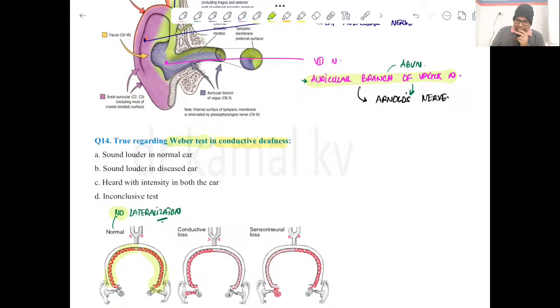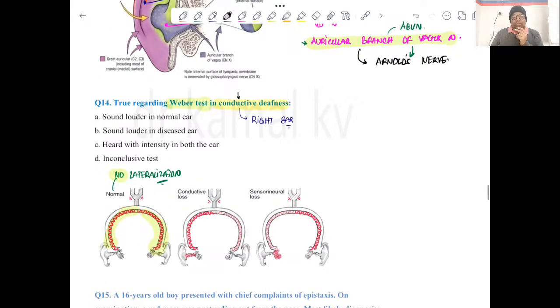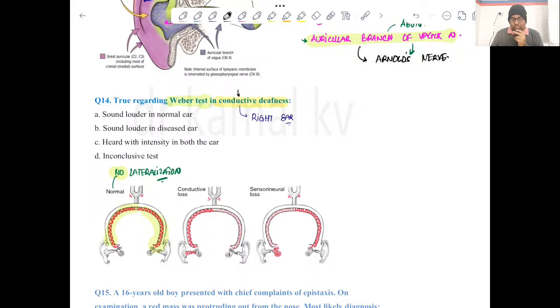Now, suppose the patient has come to you with, say, pathology in the right ear, just for example, and you are thinking whether it is conductive deafness or not. The moment you keep the vibrating tuning fork, the patient will say that I am hearing sound better in the right ear. Clear? So it means in conductive deafness, the patient is hearing better in the diseased ear. This is known as lateralization to the affected side, and this is an indication of conductive deafness in the affected side.